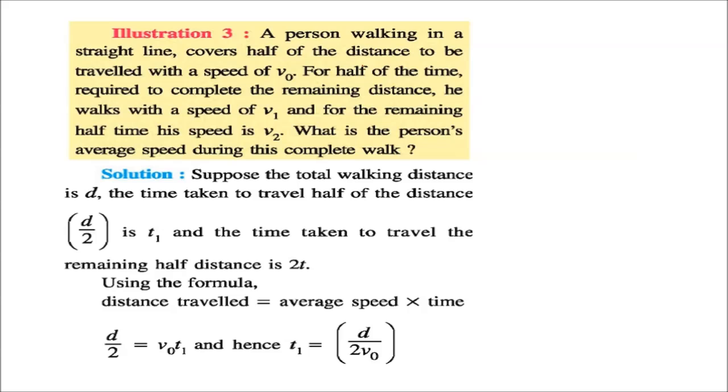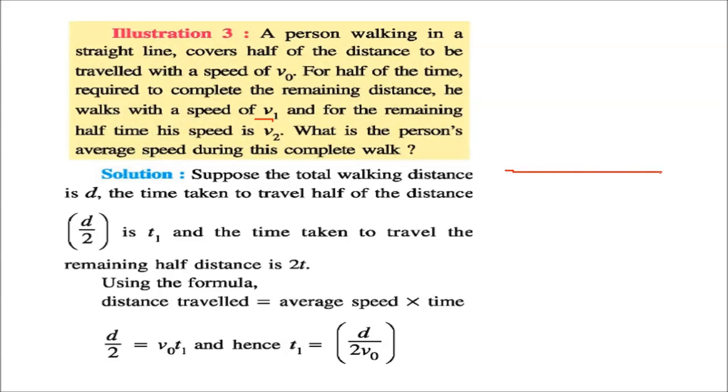A person walking in a straight line covers half of the distance to be traveled with a speed v0. For half of the time to complete the remaining distance, he walks with a speed v1, and for the remaining half time, his speed is v2. What is the person's average speed during the complete walk? The question is like this.